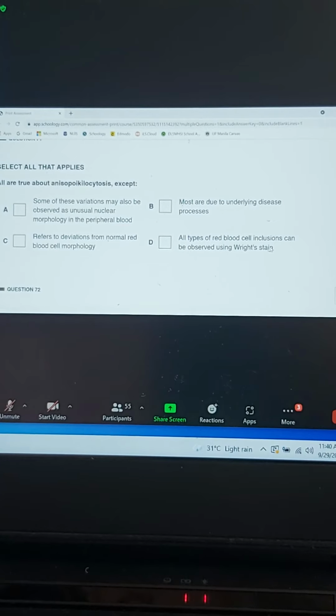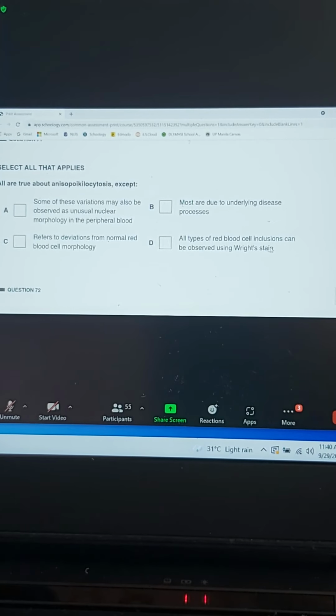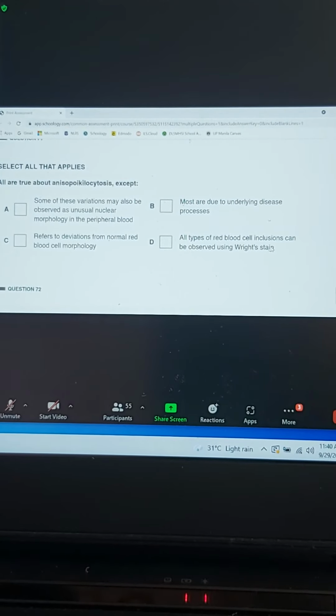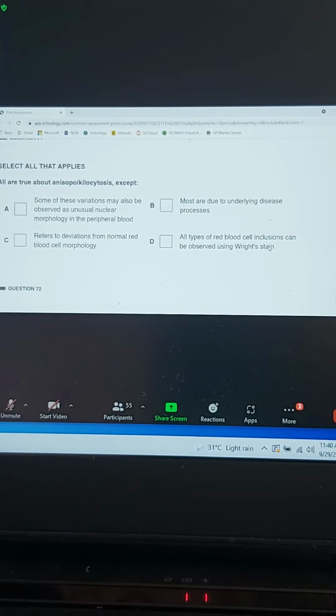Example po gumamit ng supravital stain. Okay, so there are some inclusion bodies kasi na kailangan gumamit tayo ng supravital stain para ma-observe sila, like your Heinz body. Ito lang ba? Letter D lang ba? Letter A po. Letter A din. Bakit letter A?